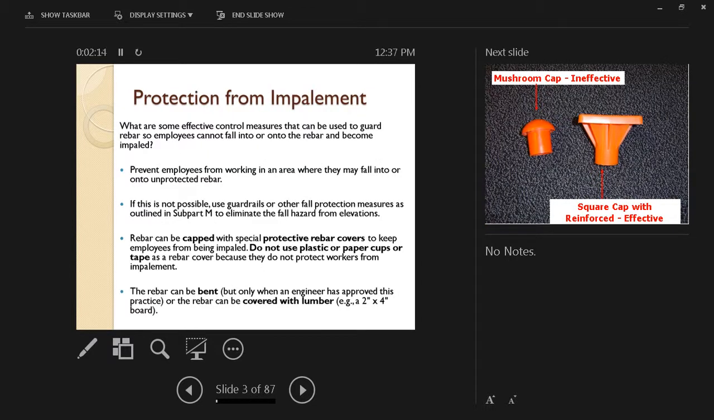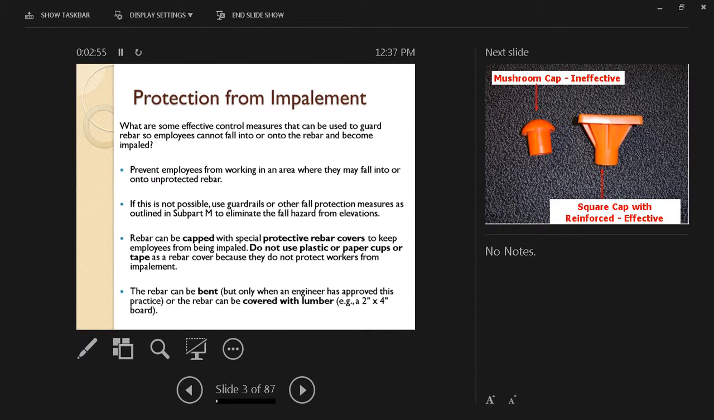So the first issue is protection from impalement. Impalement basically is when something sharp can penetrate the body of a worker. So what are some effective control measures that can be used to guard rebar so employees cannot fall into or onto the rebar and become impaled? We can either prevent the employees from working in an area where they may fall into or onto unprotected rebar. In some cases, that's not the easiest solution, so we have to look for other solutions as well. So if this is not possible, use guardrails or other fall protection measures, as we're going to discuss later in subpart M that deals with fall protection.